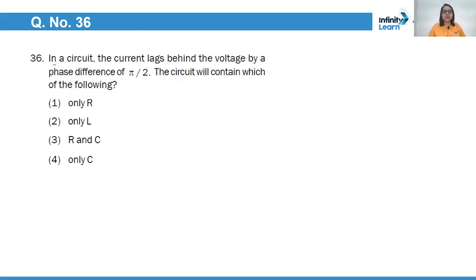Question number 36. In a circuit, the current lags behind the voltage by a phase difference of pi by 2. The circuit will contain which of the following? So the current is lagging by pi by 2, so it should be an inductive circuit. So the correct answer is option 2.